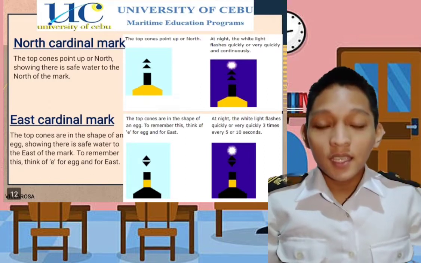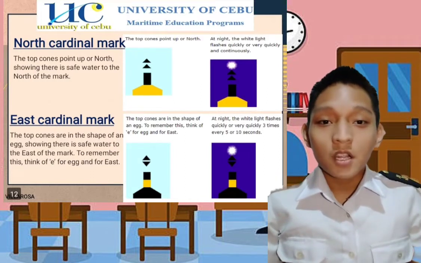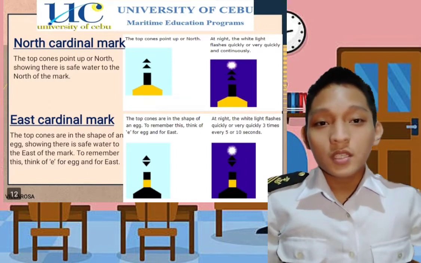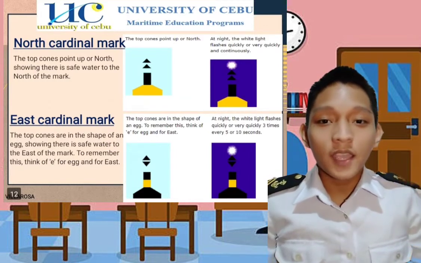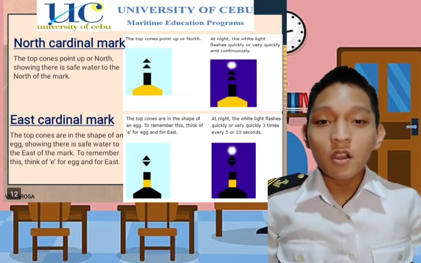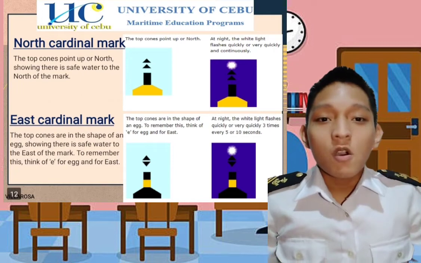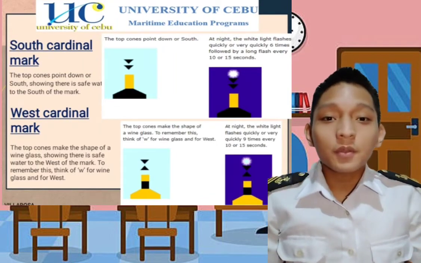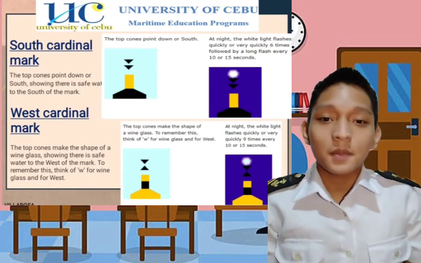Next would be the east cardinal mark. This mark shows that there is safe water to the east of the mark. The top cones are in the shape of an egg. At night, the white light also flashes very quickly 3 times every 5 or 10 seconds.